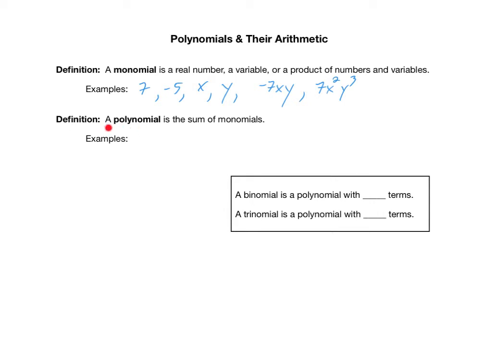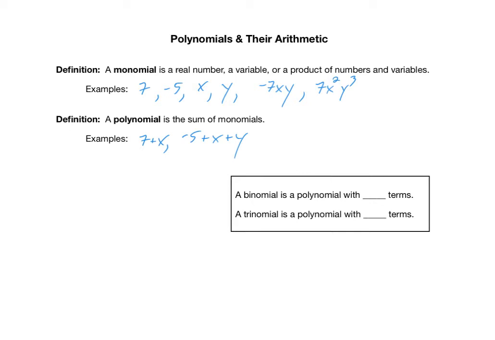A polynomial now is the sum of monomials. So for example, 7 plus x is a polynomial. -5 plus x plus y is an example of a polynomial. So polynomials are sums of monomials.